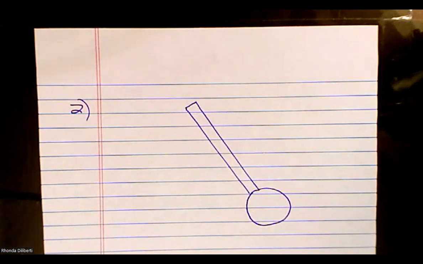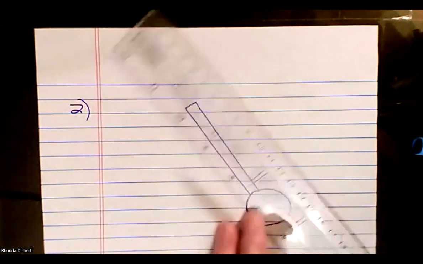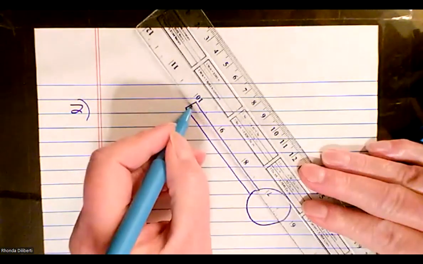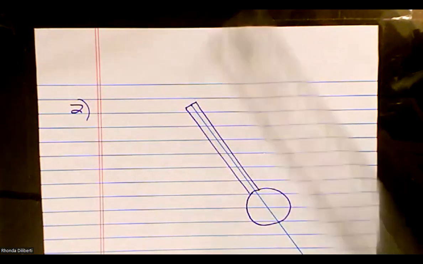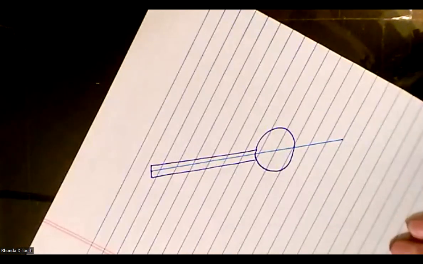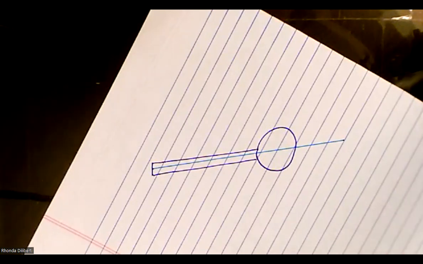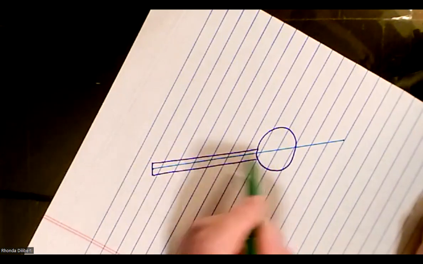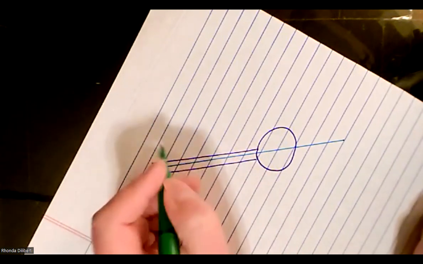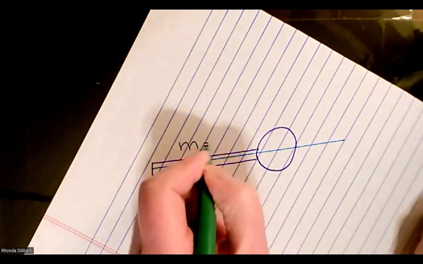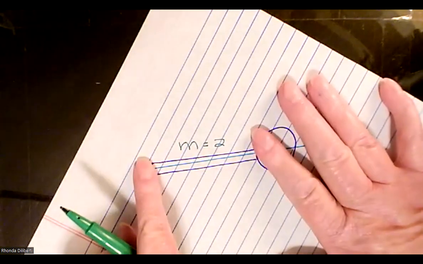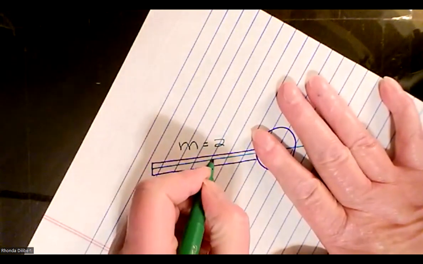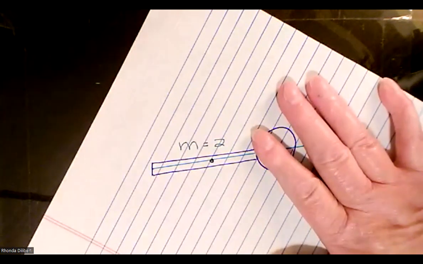Let me grab my ruler here. Since they're in a straight line, I'm going to pretend that this is my x-axis, so I'm just going to tilt my paper a little bit so it looks like an x-axis. So here's the rod, and that rod has a mass of 2. A rod is a symmetrical object, which means its center of mass would go right in the middle, so I'm just going to turn it into a dot.